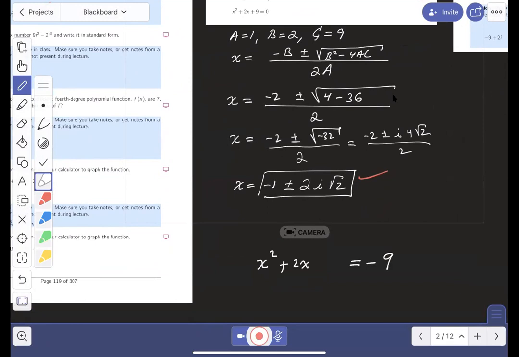Well, I want to point out what we're doing. We're completing the square, something you did in Math 100. Half of that guy would be 1 squared. It's going to be plus 1.